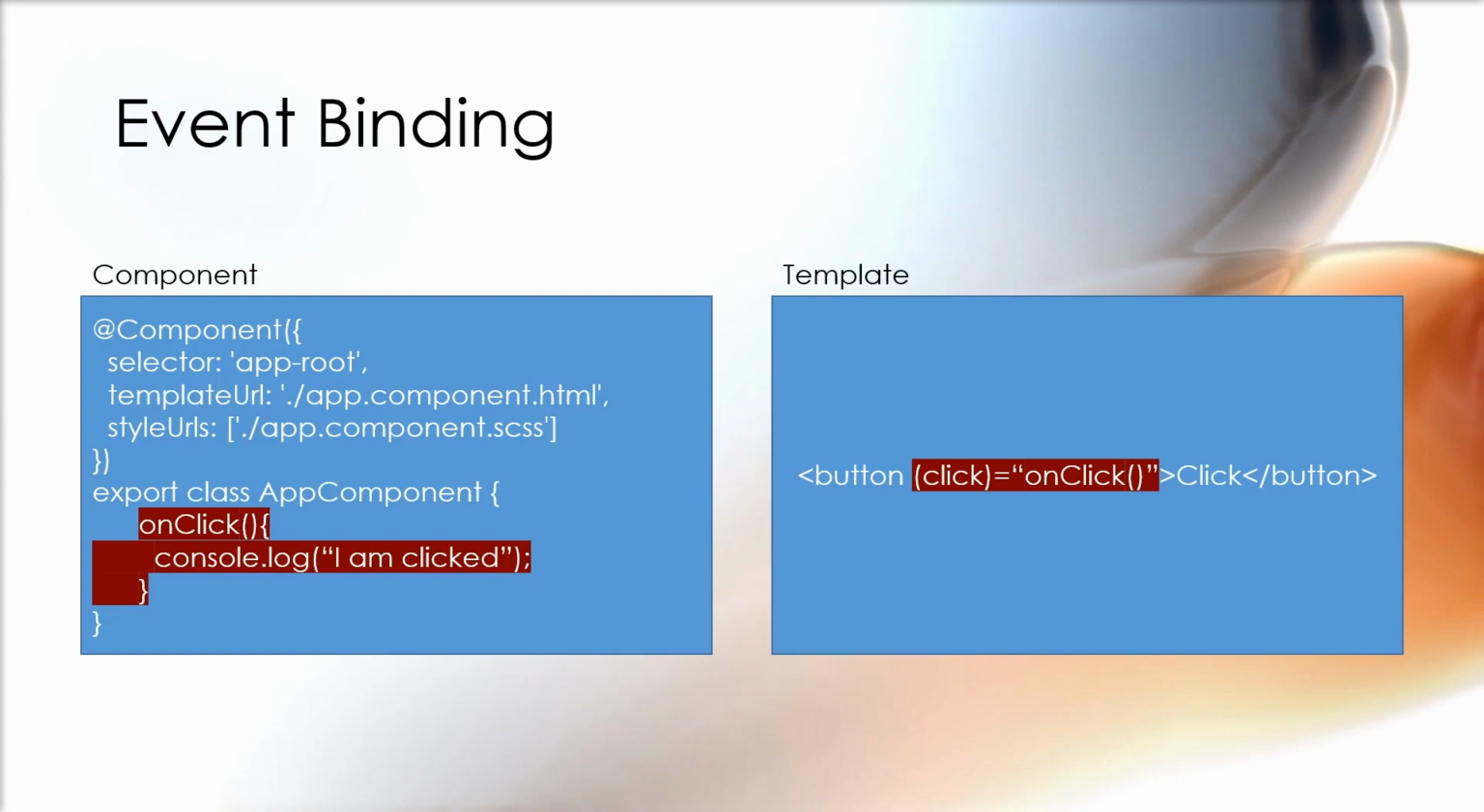In event binding, you can also optionally send certain data from the template to the component, and I will show you how in our next video, where I will explain in detail what event binding is. In this example also, data flows from the template to the component and not the other way around, so this is also an example of one-way binding.